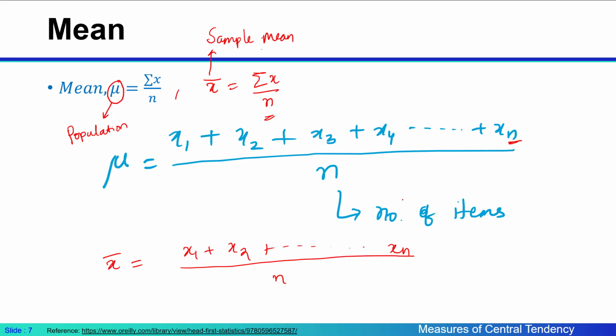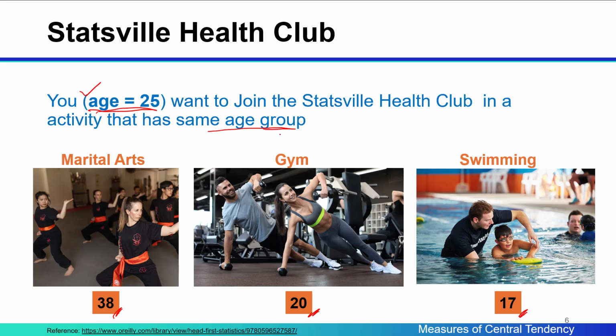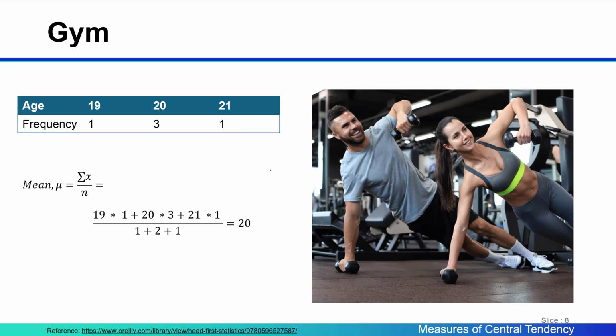Now let's get into the situation. Let's say you find this girl is very beautiful, and you enter into the gym class, and you find a different distribution of people, and you put it in one table with age and frequency. Frequency means how many persons are there with that particular age. And you found that at the age of 19, one person is there. At the age of 20, 3 persons are there. At the age of 21, one person is there.